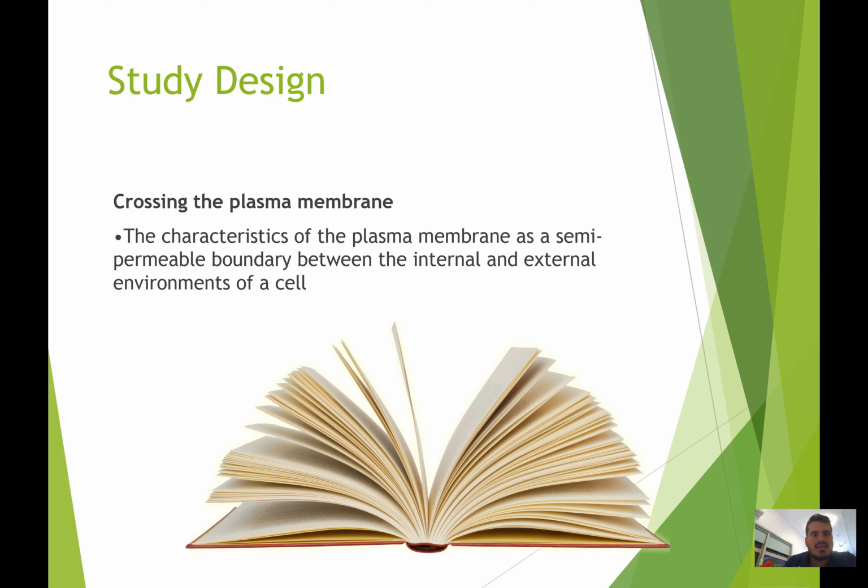So we're in the second part of the study design. We're talking about crossing the plasma membrane. All right, there's another dot point in this, but for today we're going to look at the first dot point, which is the characteristics of the plasma membranes as a semi-permeable, so it doesn't allow everything in, boundary between the internal environment and the external environment of a cell. I want you guys learning to call the internal environment of a cell the intracellular environment, and the external environment, we're going to call the extracellular environment. 2 really key words, okay?